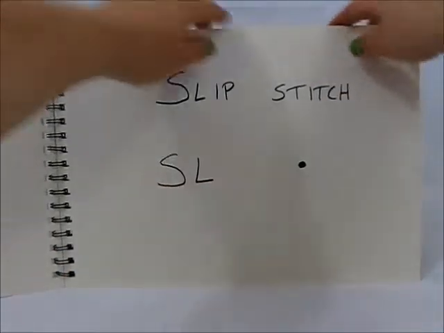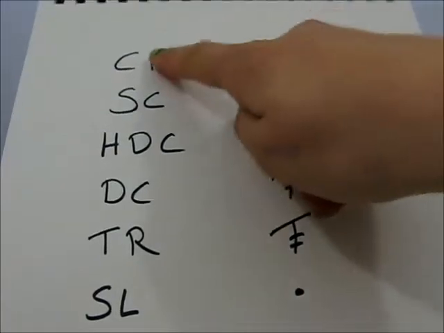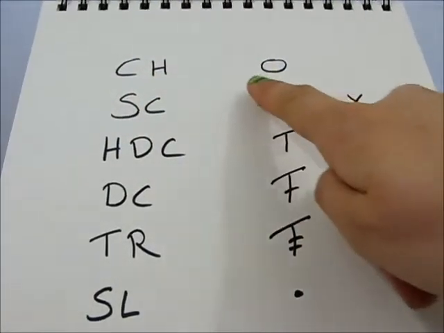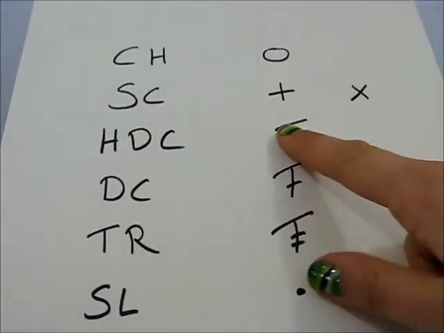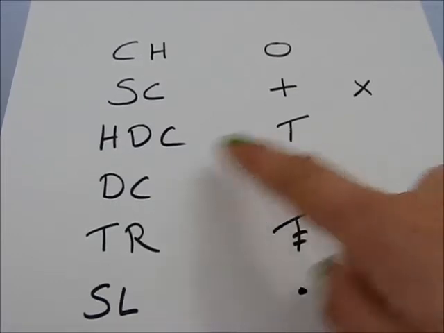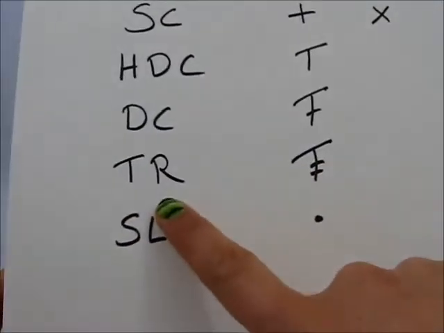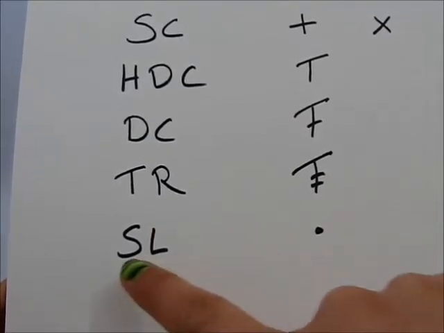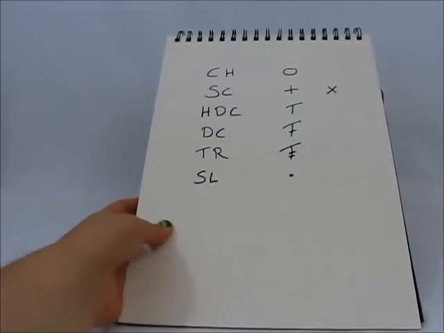So again, to review, all the stitches we've learned so far are the chain stitch, which has this circle as a symbol, single crochet, which is a cross or an X, half double crochet, which is a T, double crochet, a T with a dash, triple crochet, a T with two dashes, and the slip stitch, which is a dot. So these are the basic stitches that you will need for most patterns.